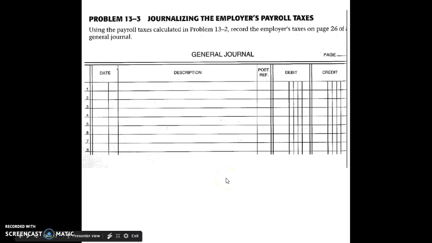All right, so problem 13.3: using the payroll taxes calculated in problem 13.2, record the employer's payroll taxes on page 26 of the General Journal. So taking the information from the T accounts and plugging it into a journal transaction. Put the proper General Journal page here, the date, the description of the accounts, and the proper debit and credit amounts.